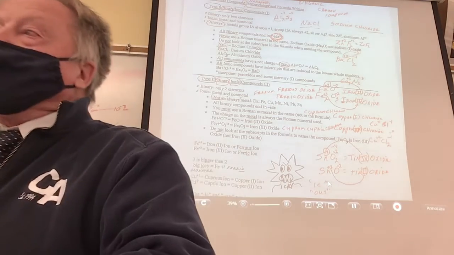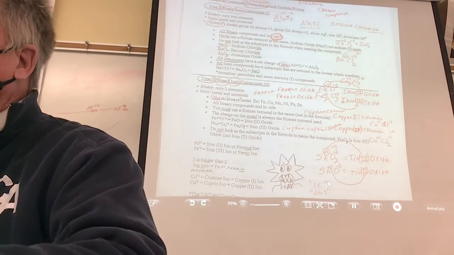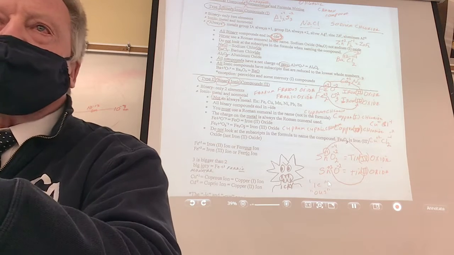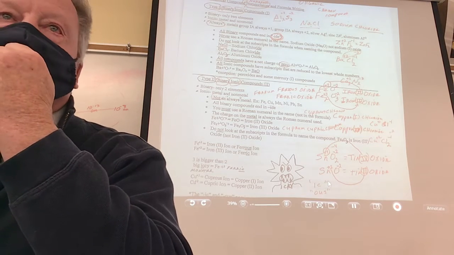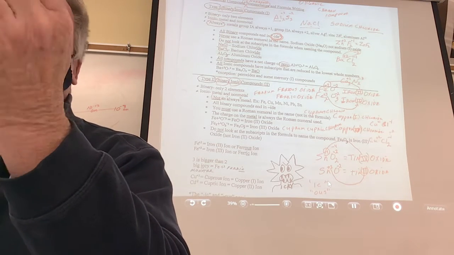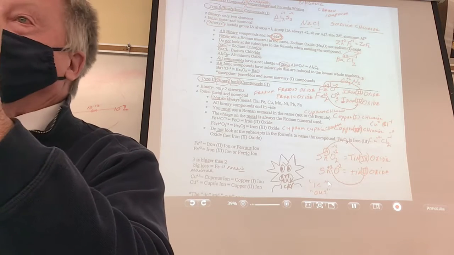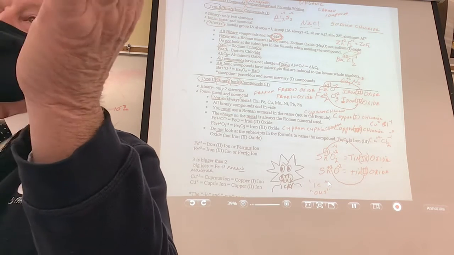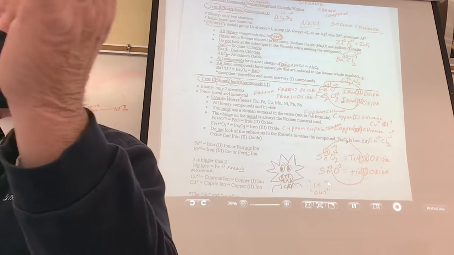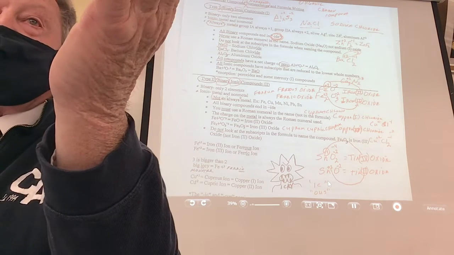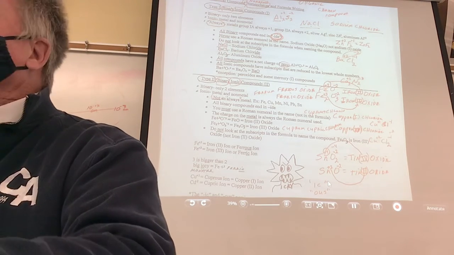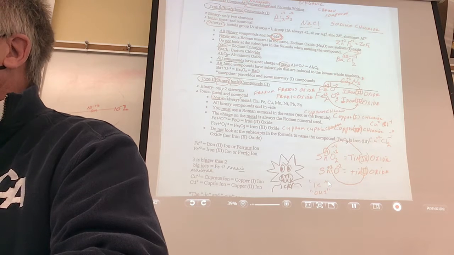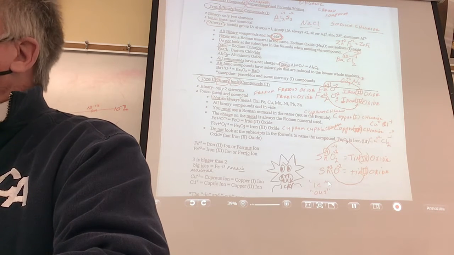Now, if you have a compound with those metals in there, you will never have to do the extra work of a Roman numeral. Because how many ways can you make sodium chloride? 1. How many ways can you make magnesium oxide? 1. So chemists don't need to tell you to use Roman numerals there.